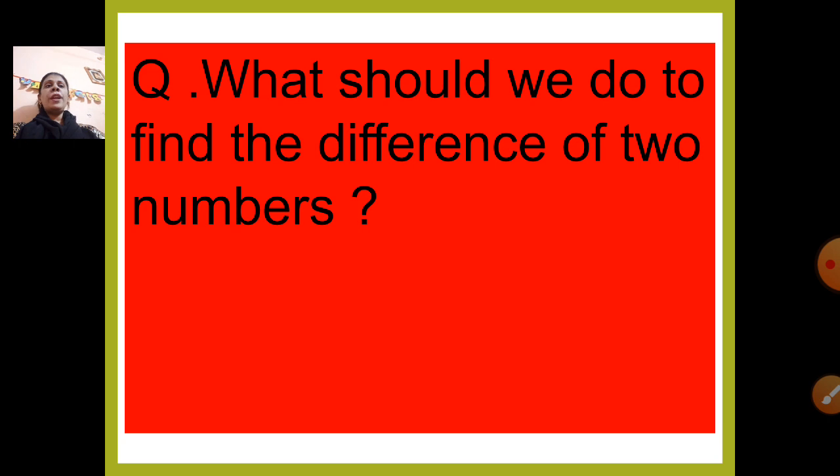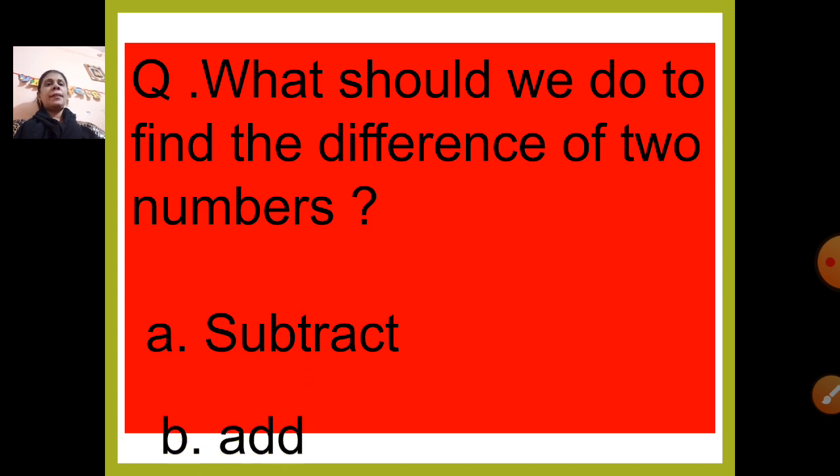Now, what should we do to find the difference of two numbers? Option A, subtract. Option B, add. Now children, what should we do to find the difference of two numbers? If we subtract, then we will get the difference, or if we add, then we will get the difference. What are we going to do?